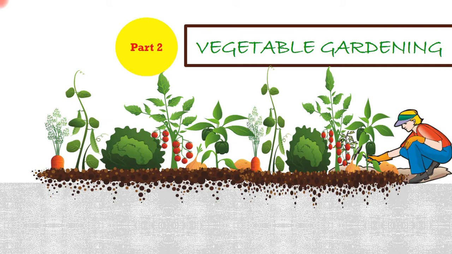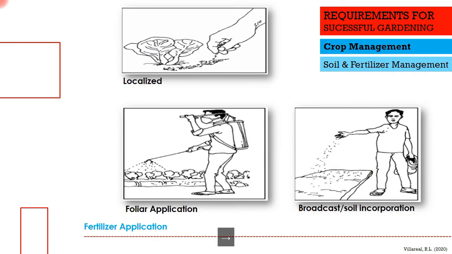So the last part of part 1 is about crop management. It's focused on soil and fertilizer management. So in this part 2, we'll continue our discussion, to add some information about the requirements for successful gardening, crop management, which involves soil and fertilizer management. In fertilizer application, you can also conduct different ways.